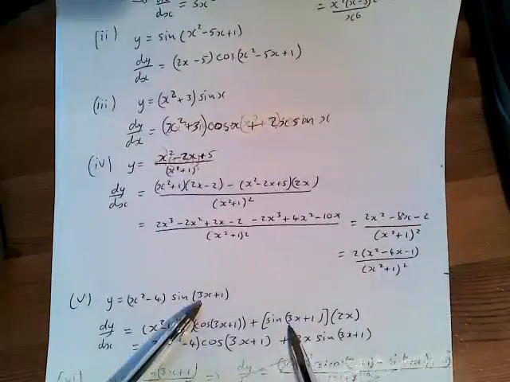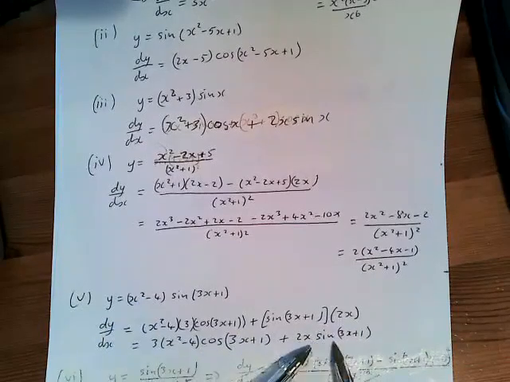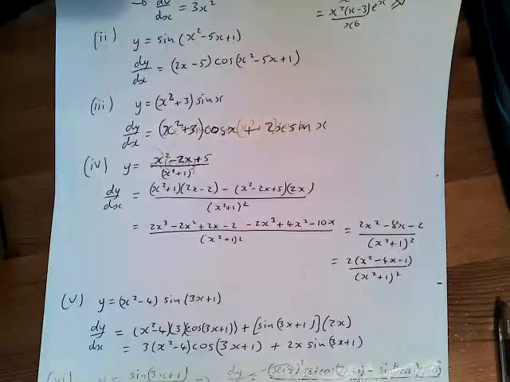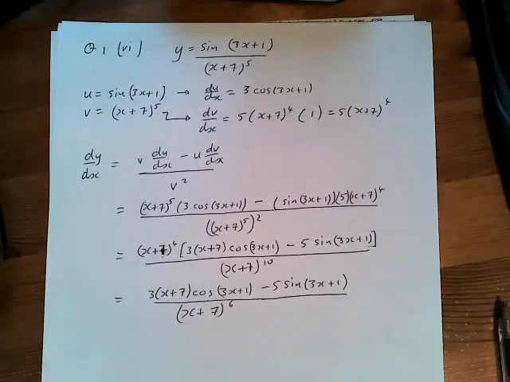And then the other part is the second function by the derivative of the first function. Differentiate x squared minus 4, we get 2x. And that gives us what we want, okay? That's the first 5 parts of number 1. Okay folks, part 6 is just a little bit more involved.